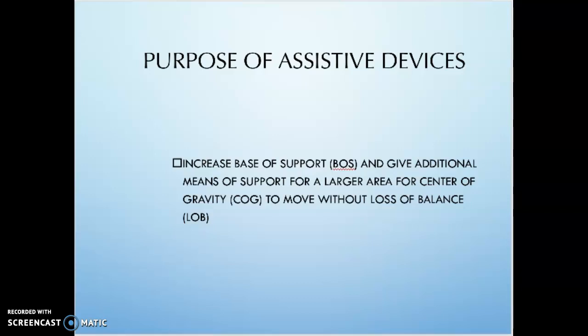A walker basically provides the most increase in base of support and therefore increases stability the most. And then you compare, for example, a front-wheeled walker to a single point cane, and a single point cane, if it's in the right hand of the patient, now that rectangle includes around both feet and the single point cane, and so it increases that base of support, but obviously not as much as a walker.